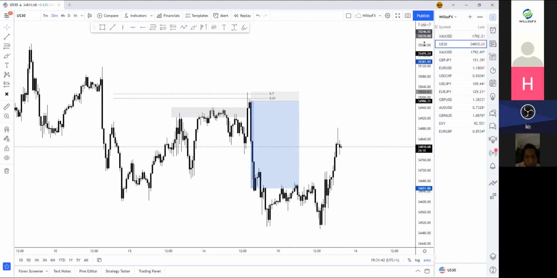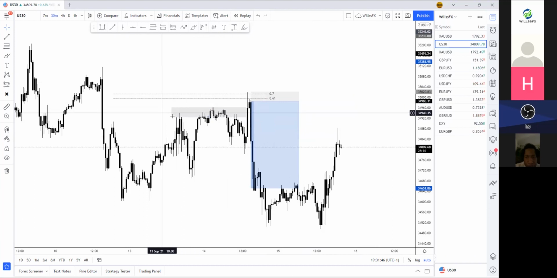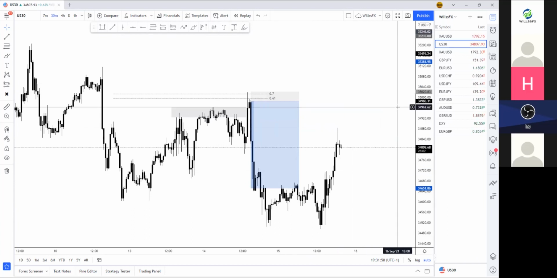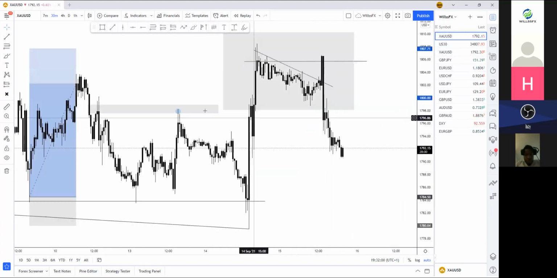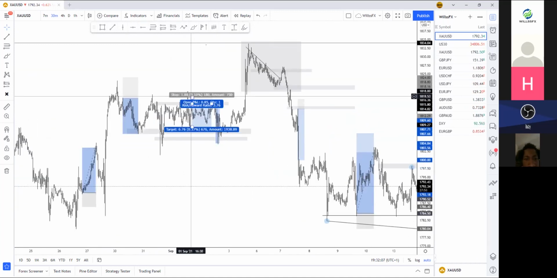But does everyone understand how price creates the so-called resistance liquidity area and then comes up to grab it before then pushing price down? Does everyone understand this? Yeah. All right. So I think people wanted me to go over my gold trades from the last week, so I'll do that now.